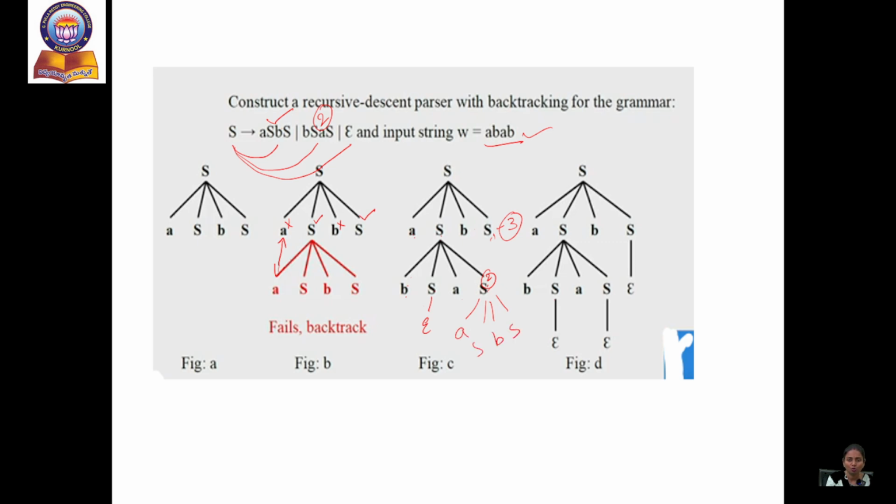Again this is not matched with the input string. Again it goes to backtracking and again chooses the next production, that is BS, AS. Again we have AB, B, which does not match with the input string. Again it backtracks, and now it goes for the third production, that is the epsilon.